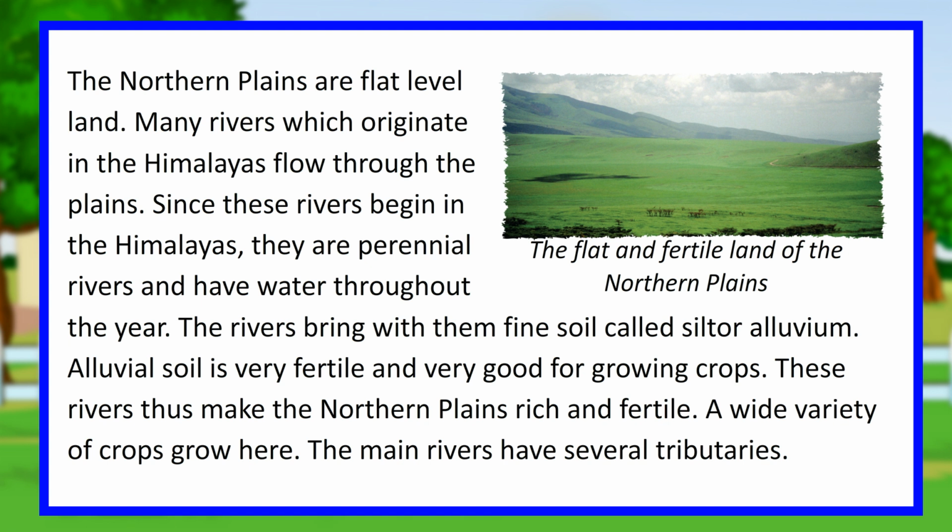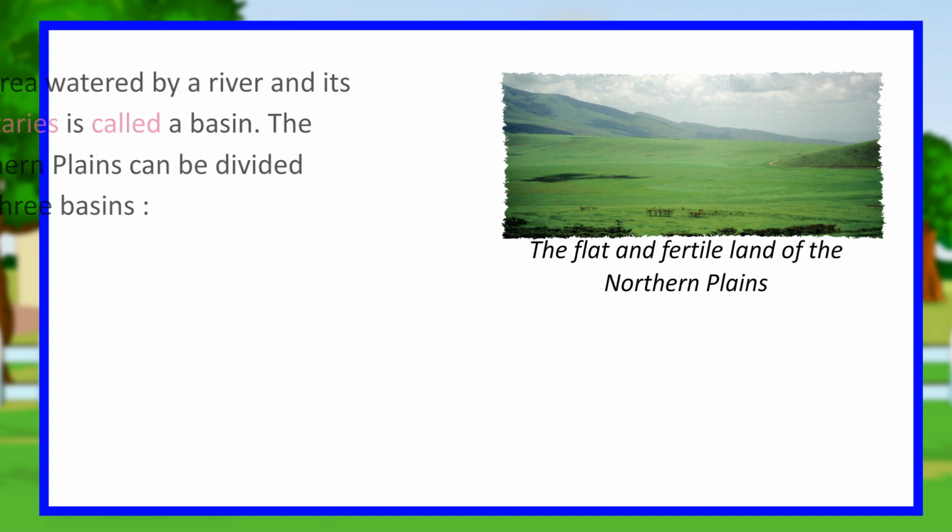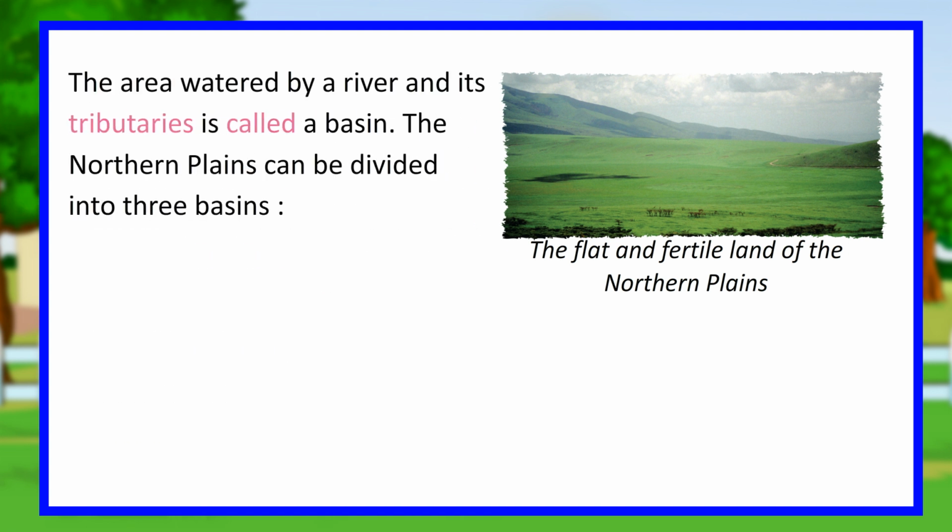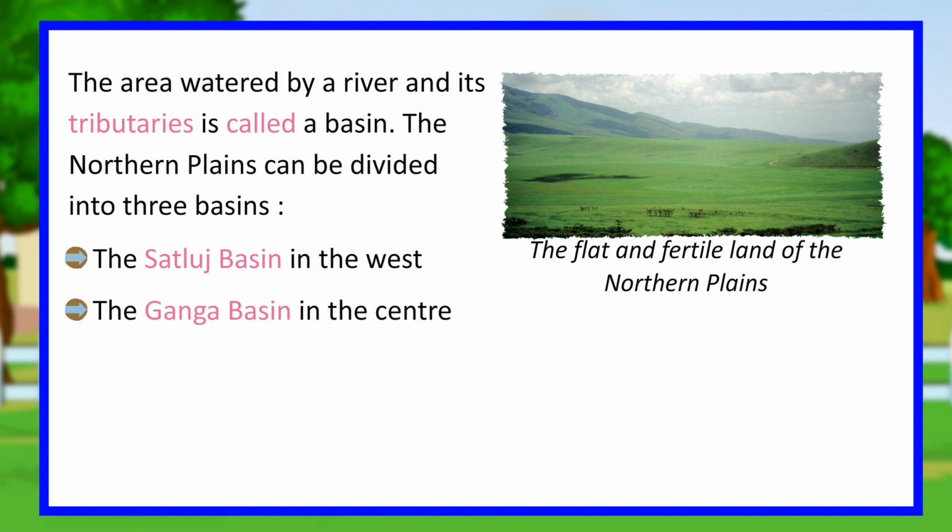The main rivers have several tributaries. The area watered by a river and its tributaries is called a basin. The northern plains can be divided into three basins. The Satluj Basin in the west, the Ganga Basin in the center, the Brahmaputra Basin in the east.